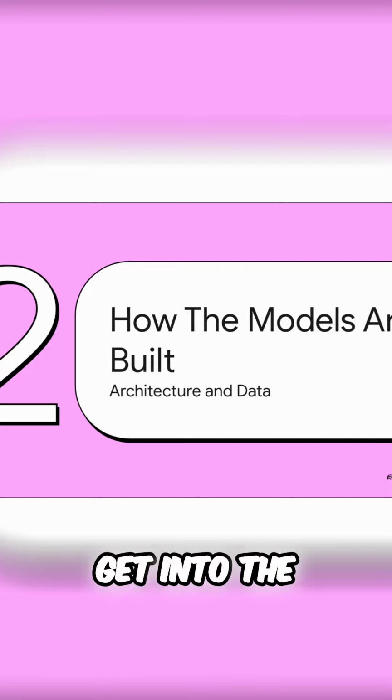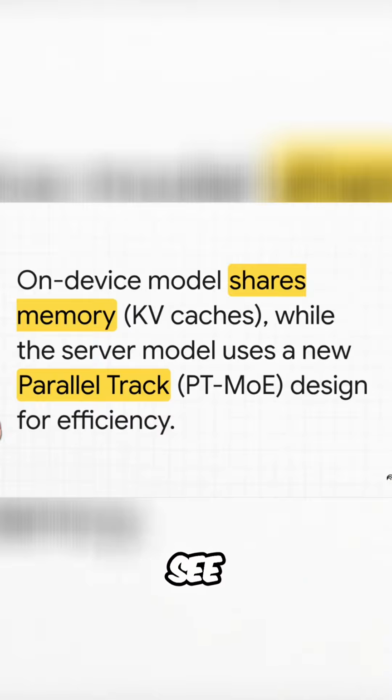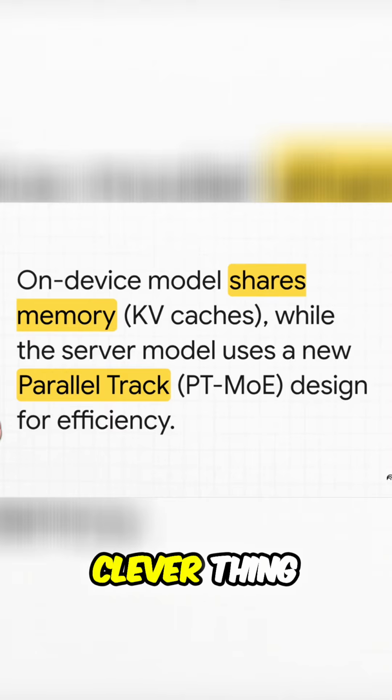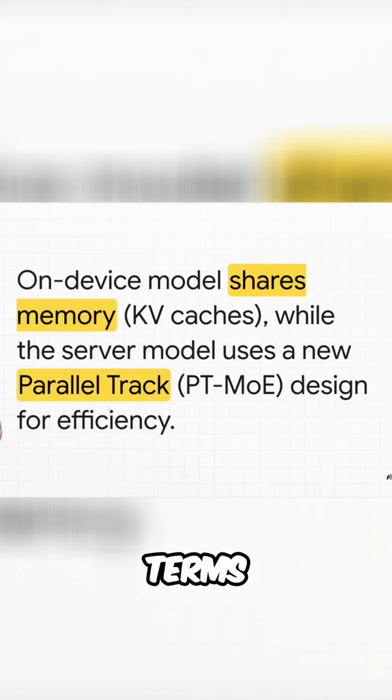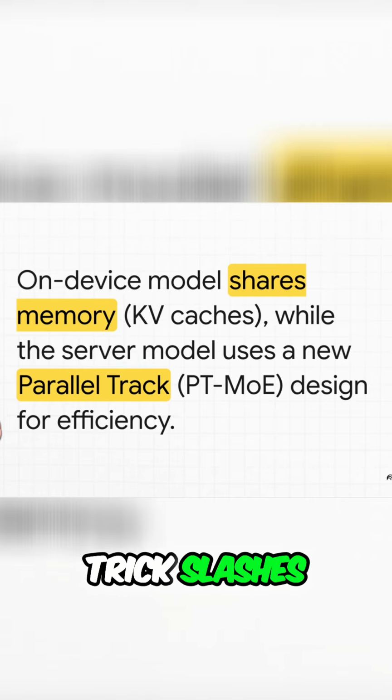This is where we get into the real secret sauce, the clever engineering tricks and the specific data they use that makes it all click. See, each model has its own unique design. The little on-device model does this clever thing where it shares something called a key value cache. So in simple terms, instead of every part of the AI needing its own separate scratchpad to work on, they all share from a common pool. That one trick slashes its memory needs.